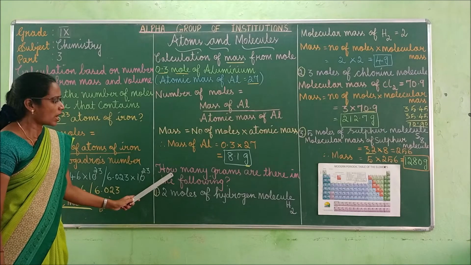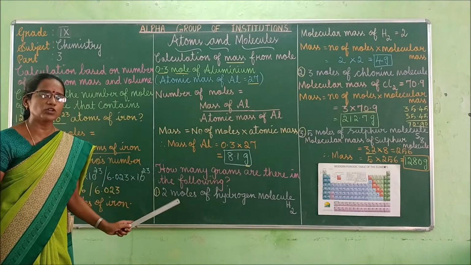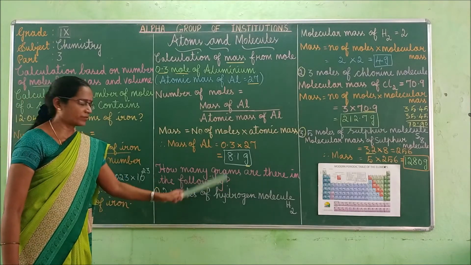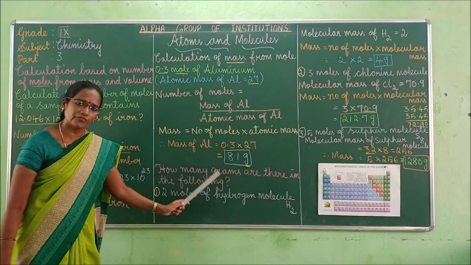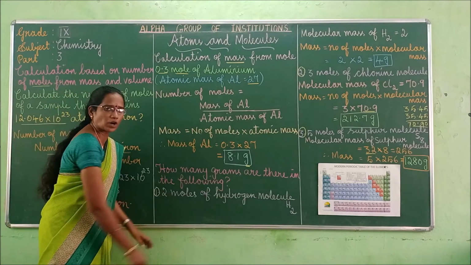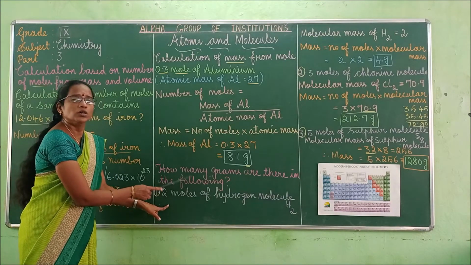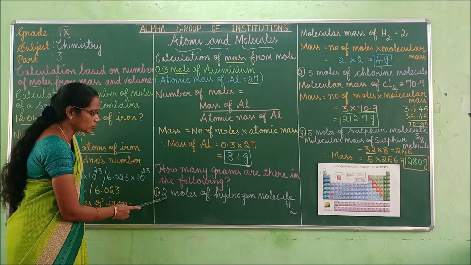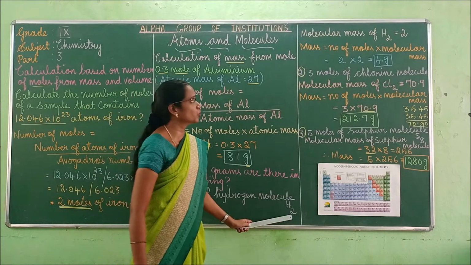Problem we can see now. How many grams are there in the following? Okay, you have to calculate in grams. How you have to find out the answer in grams. How many grams are there in the following? First question: 2 moles of hydrogen molecule. From these 2 moles of hydrogen molecule, you have to find out how many grams are present. The question is 2 moles of hydrogen molecule. So that is H2, right?